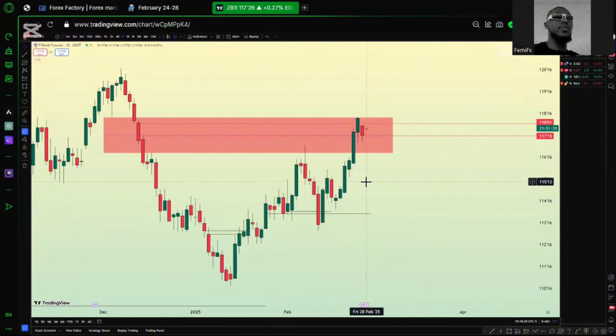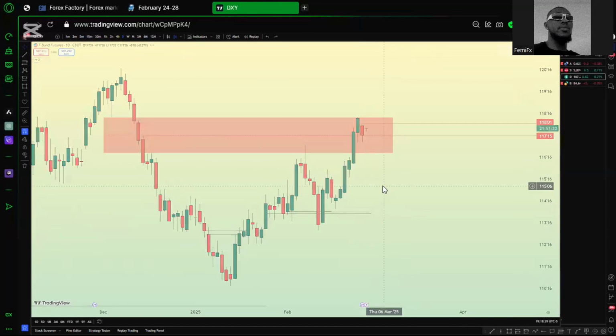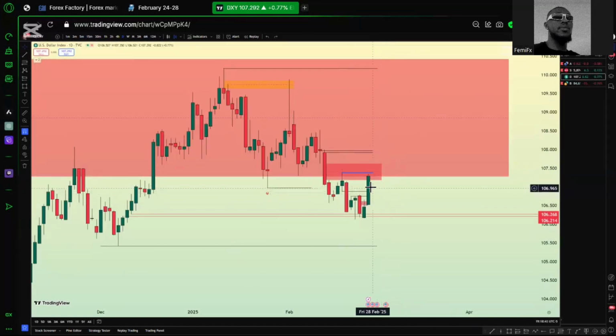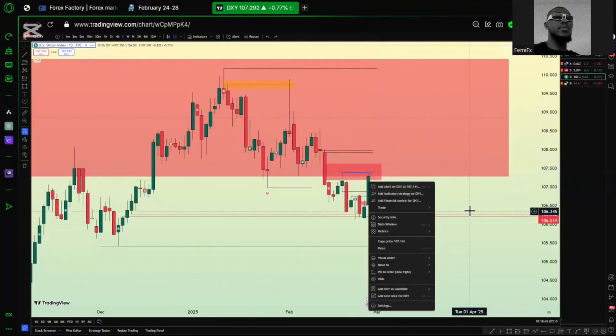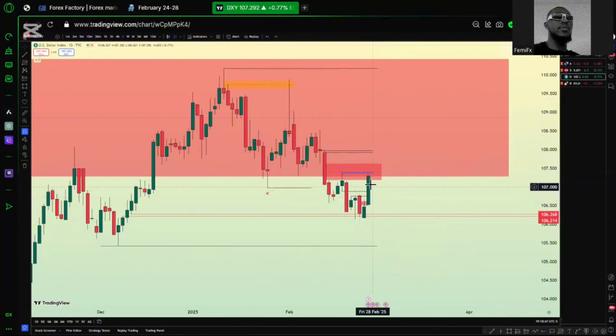So in order to not be confused there, for high probability setups, as long as the T-bonds are moving higher, DXY is going to move lower. And as long as DXY is moving lower, the T-bond is going to move higher. In this case, DXY is moving higher. We've had the market structure shift. I want to at least see this high traded into.